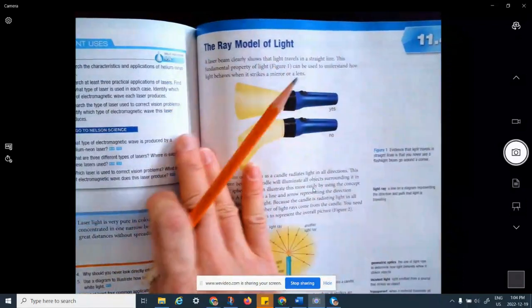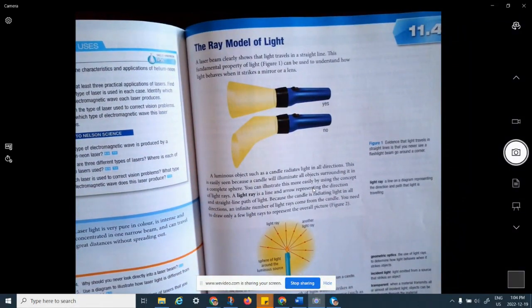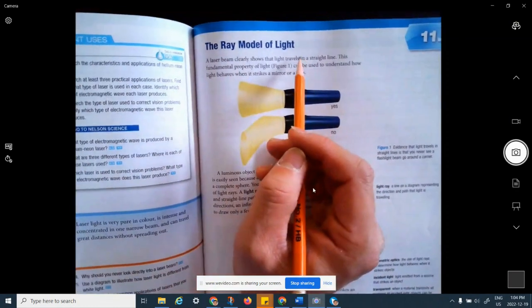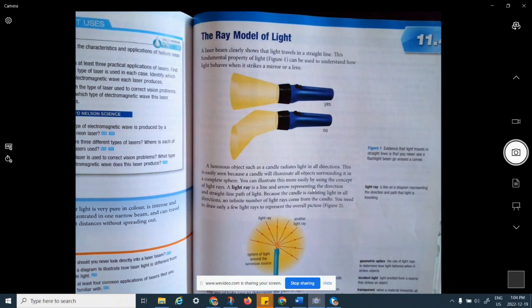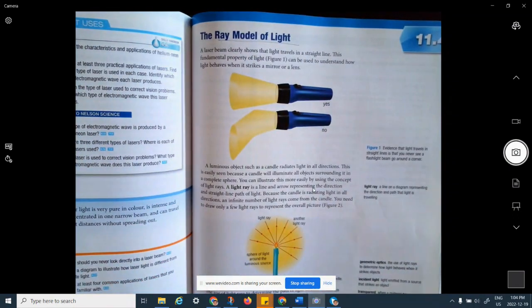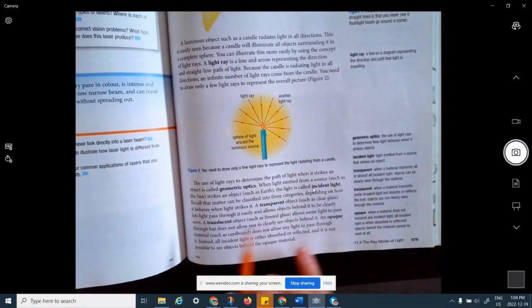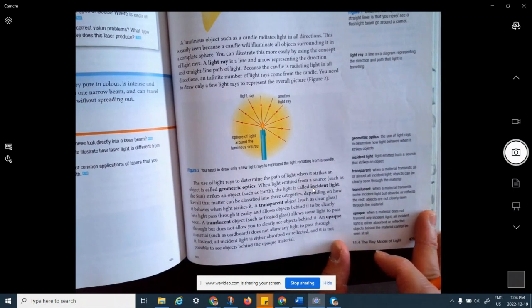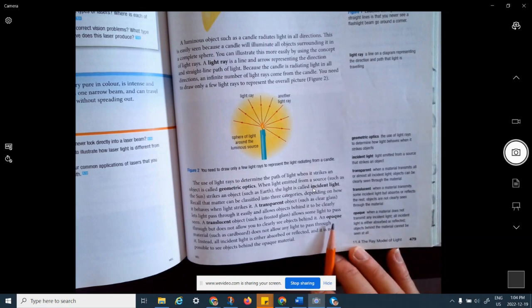Ray model of light. Yes, we talked about light being in the form of a wave, but most of what we've been doing in this course has been treating light as if it is a straight line. So we're talking about the ray model of light. Definitely know about transparent and translucent, what those definitions are, as well as opaque objects.